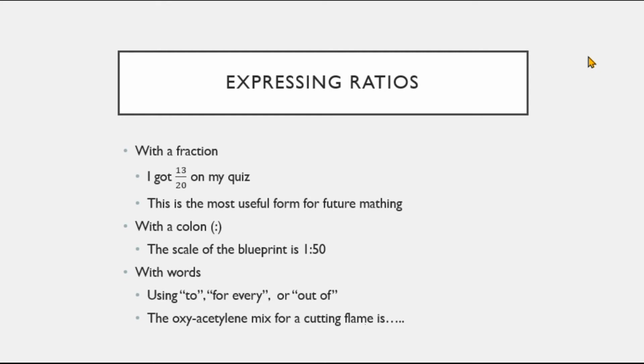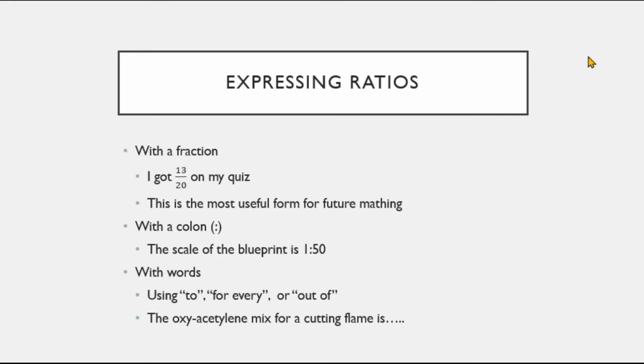When we write a ratio, we have a few ways of doing it. The most useful one, I think, is to do it as a fraction, where you're comparing 13 out of 20, right? The first quantity is your numerator and the second quantity is your denominator. But what you often see is with a colon, and that's fine. You can work with that too. It's just sideways instead of up and down.